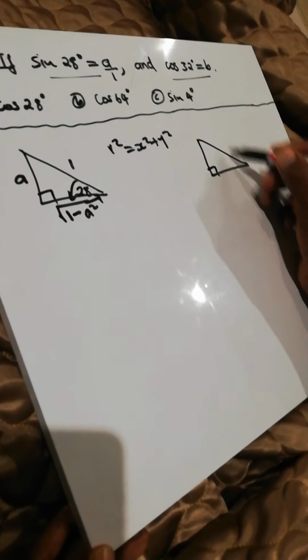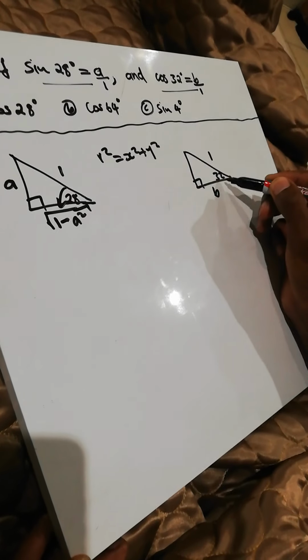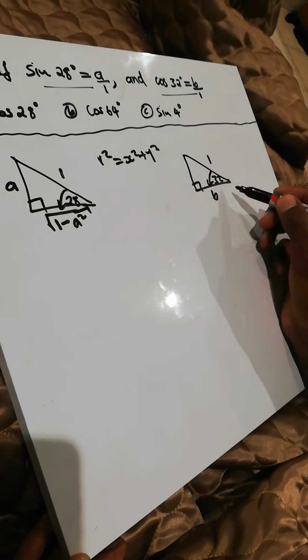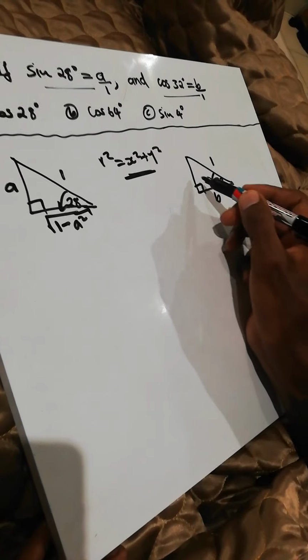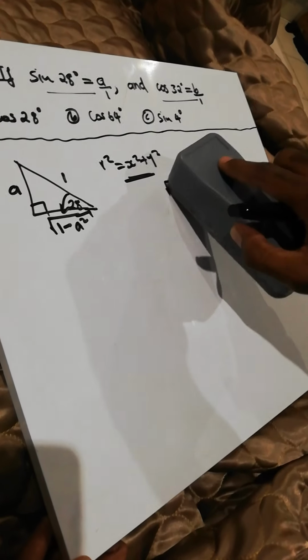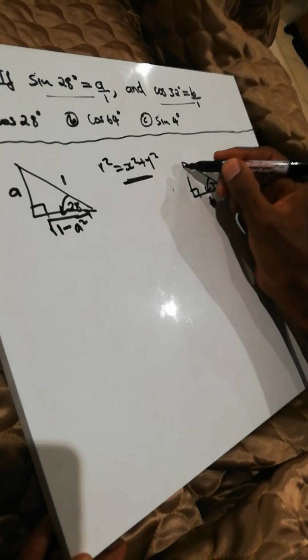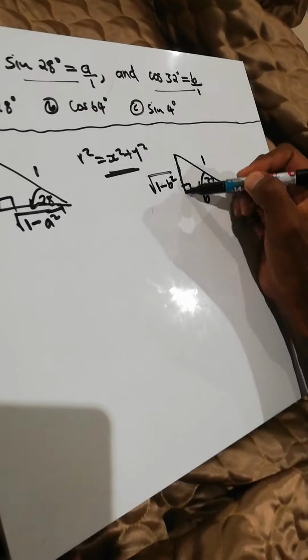The second diagram you're going to have to use is for cos, with the angle of 32 degrees, and since this one is cos, it's going to be adjacent over hypotenuse. Now this side is adjacent to the angle, this one is opposite. When we use again the theorem of Pythagoras, we're going to find the opposite side to be, no, it's going to become 1 minus b squared. It's going to become root of 1 minus b squared. It's going to become this side.